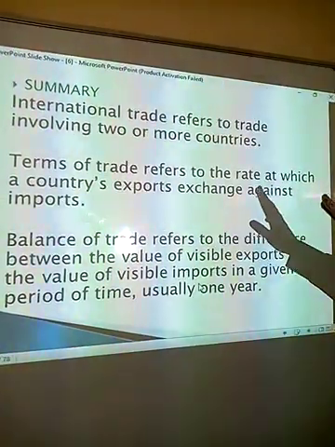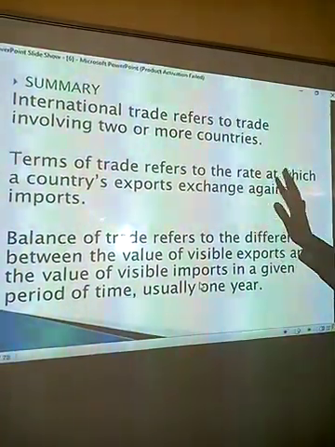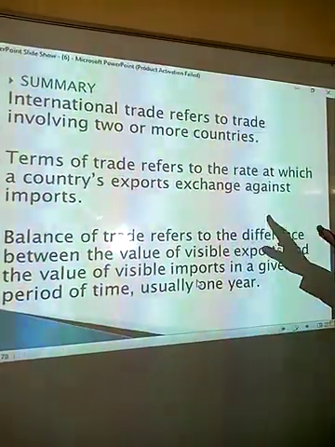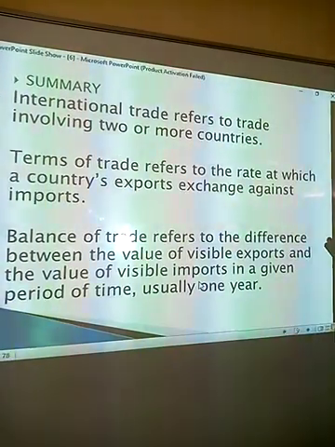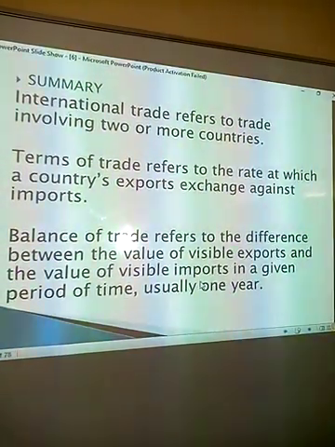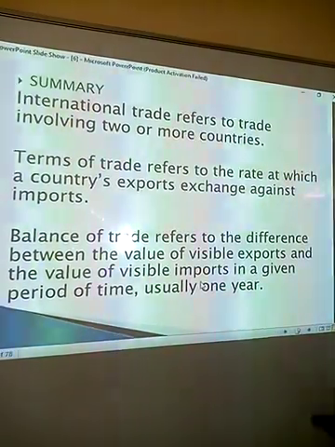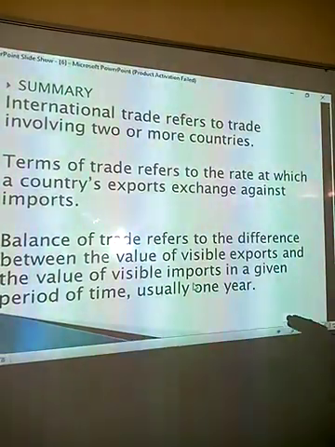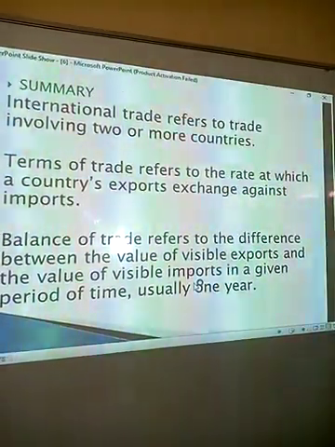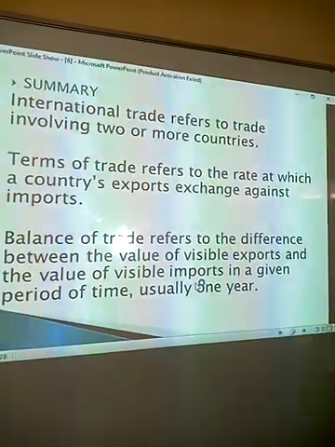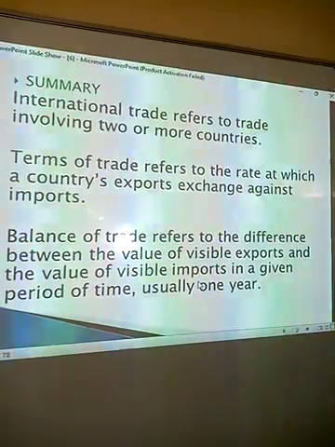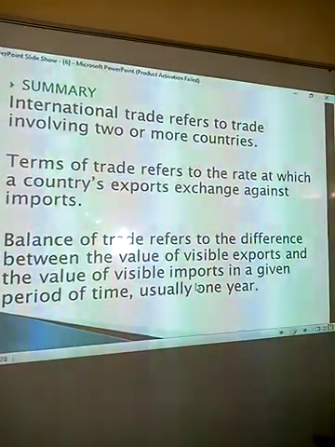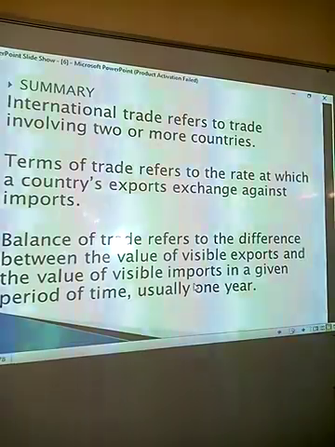International trade refers to trade involving two or more countries. Please, you need to remember that. Now, terms of trade refers to the rate at which a country's exports exchange against imports. Balance of trade refers to the difference between the value of visible exports and the value of visible imports in a given period of time, usually 1 year. Those are common terms, the terms of trade, the balance of trade.